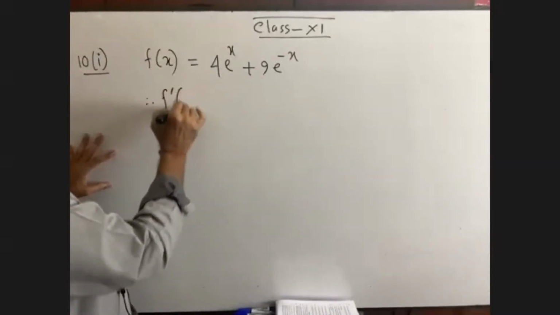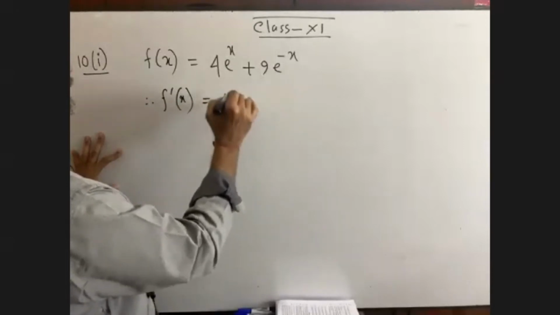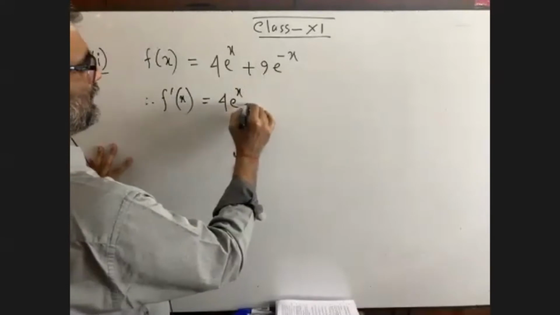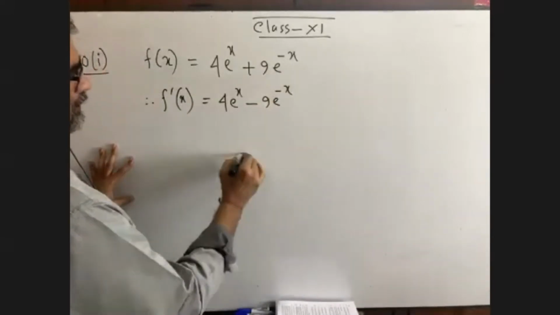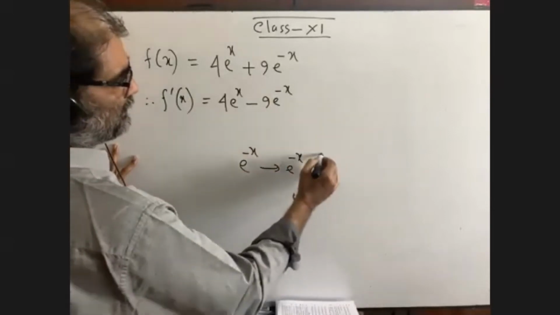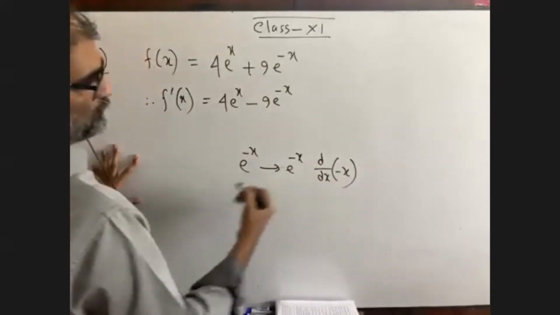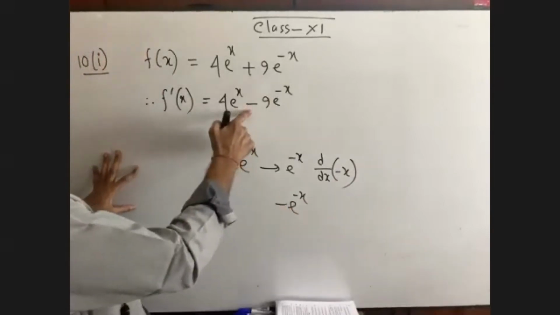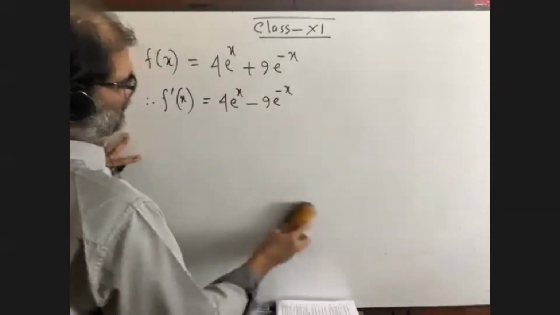So f'(x) is equal to 4e^x, then I can write here minus 9e^(-x), because the differentiation of e^(-x) is e^(-x) times d/dx of (-x). So we'll get minus e^(-x). For this, it is here minus. By this time, I think all of you have come to know what the derivative of e to the power minus x is.